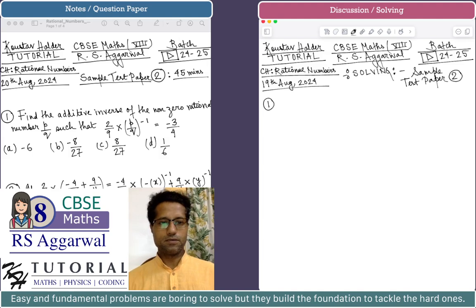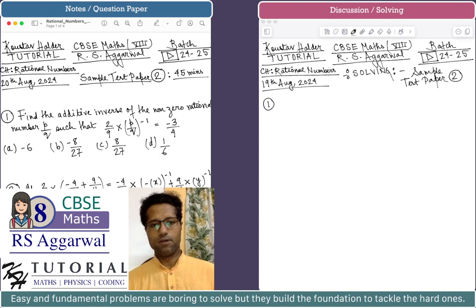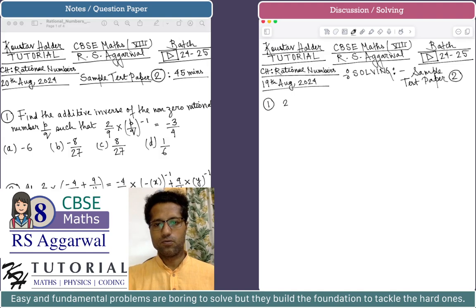Problem number 1 says, find the additive inverse of the non-zero rational number p by q such that 2 by 9 multiplied by the multiplicative inverse of p by q equals minus 3 by 4. Find the additive inverse of the non-zero rational number p by q. Okay, so the given equation is 2 by 9 multiplied by the multiplicative inverse of the rational number p by q is equal to minus 3 by 4.